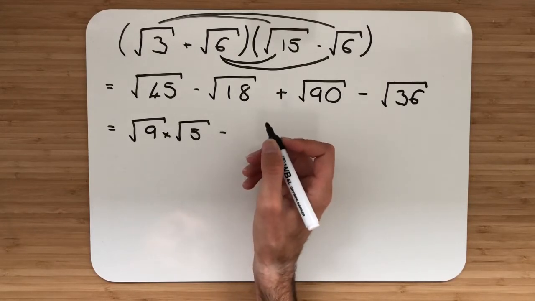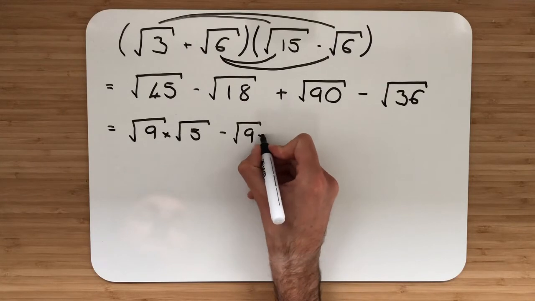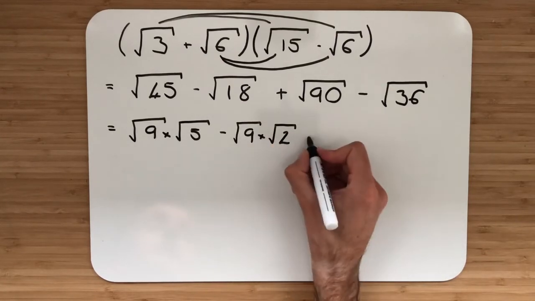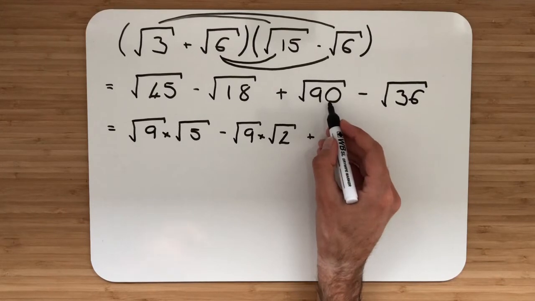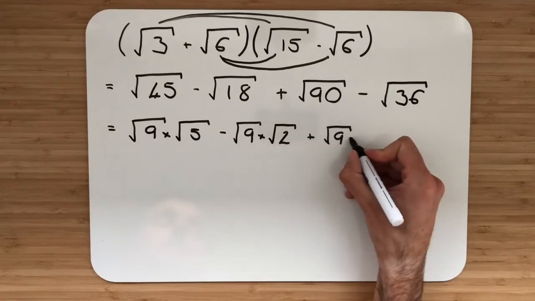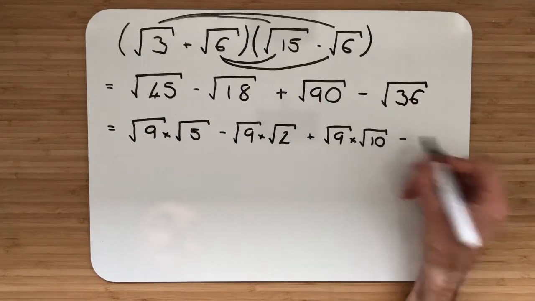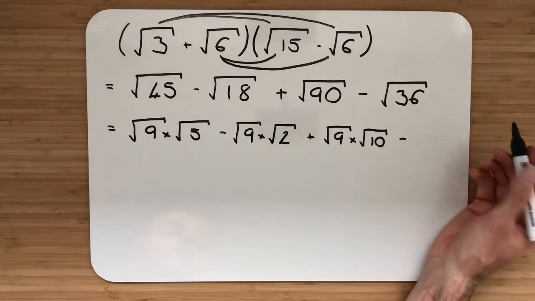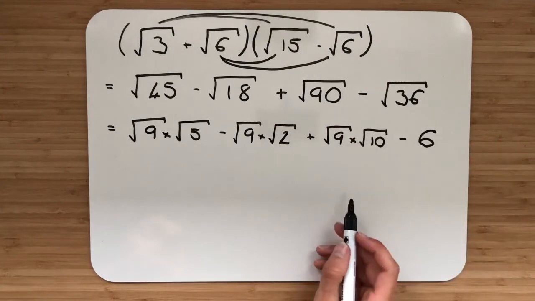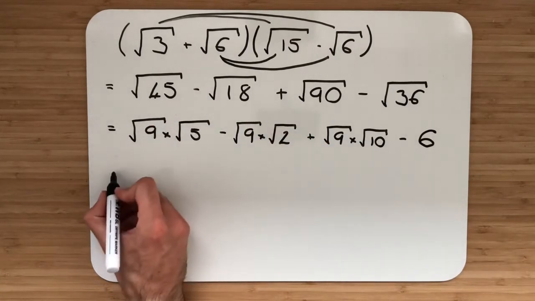We're going to do the same with the root 18. Looking for two numbers, one must be square, so I will write that as root 9 multiplied by root 2. Add, again, two numbers. I'm going to go with root 9 multiplied by root 10. And then over here, well, we know the square root of 36 is simply just 6. Now, this is a really difficult example because we've had to deal with so many different properties, but just take your time going through it.